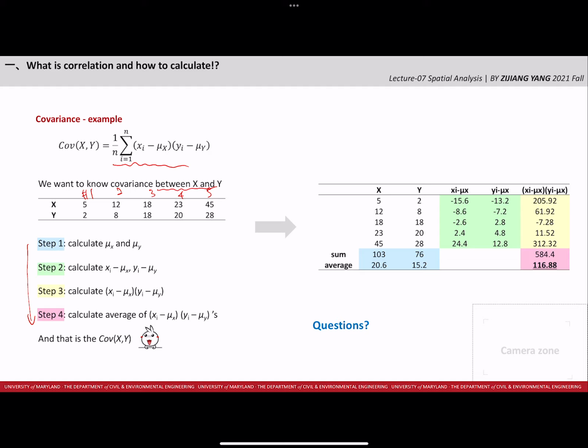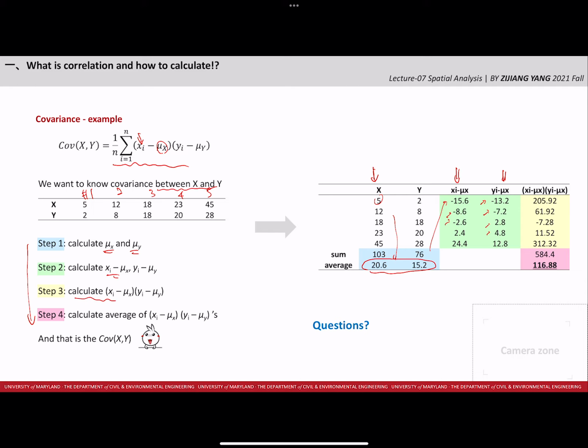For the first step, we can calculate the average of x and the average of y. We can do this in an Excel table. So we have the average of x and the average of y. Next, we can calculate the difference between every x and the mean of x. So we can do something like this: we use x minus the average of x, and we get this value. And similarly, we have the y here.